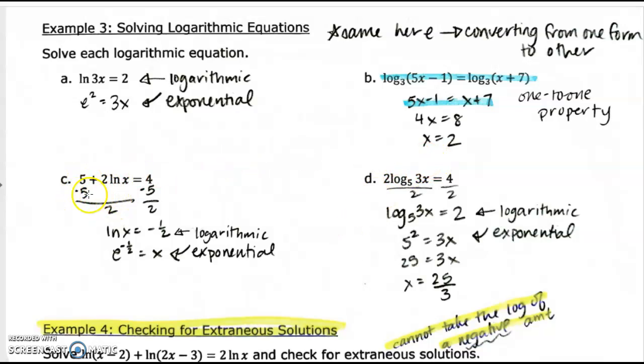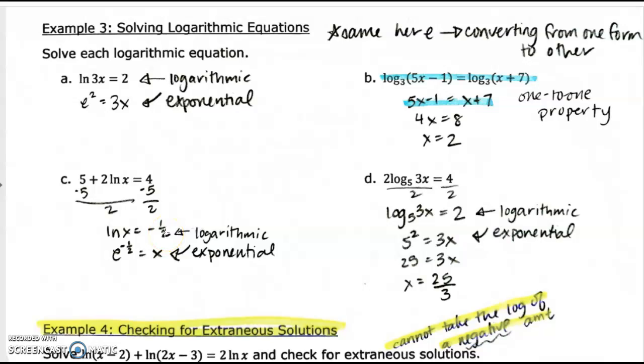In this case, I have to isolate my natural log first. Remember, that's always the first thing that you do when you solve either of these equations. So we subtract 5 and divide by 2, which gives me natural log of x equals negative 1/2. I convert that into an exponential. Again, in this case, I don't want a rounded answer, so I leave it as e to the negative 1/2 power.